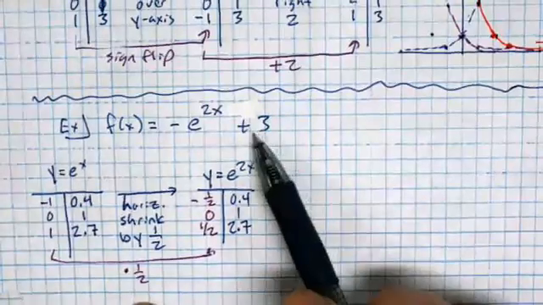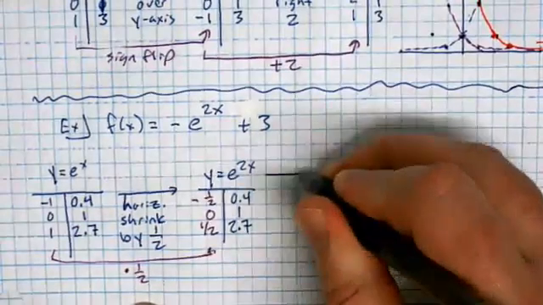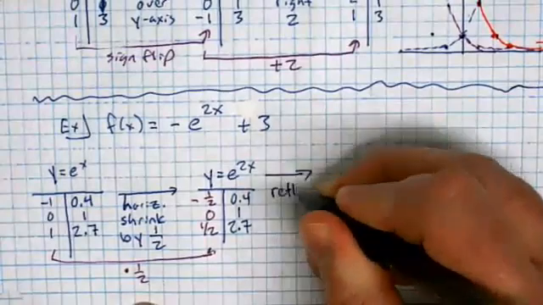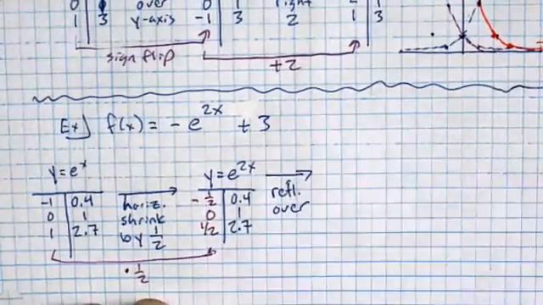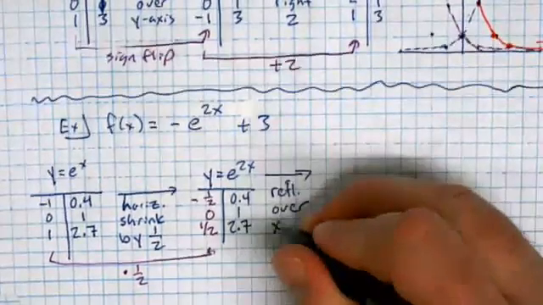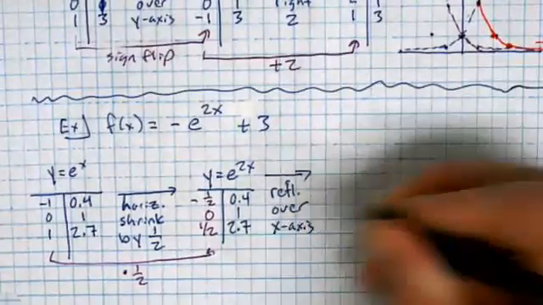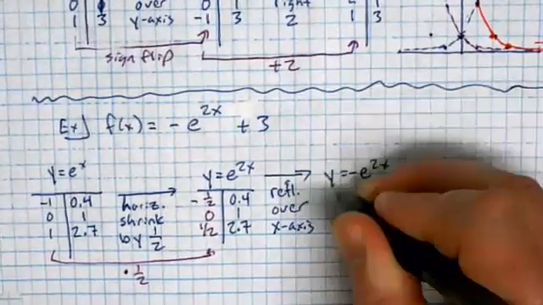We're saving our shift for the end, so we got to do our reflection next. So we're going to reflect over, did we say the x or the y? We said the x axis. That's going to give me y equals negative 2x.